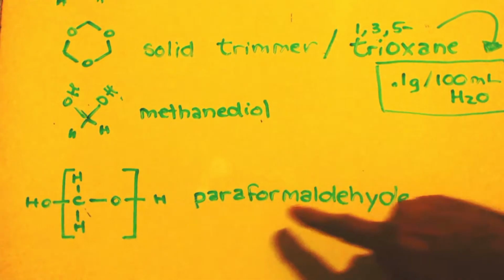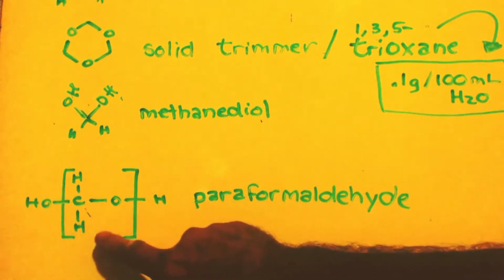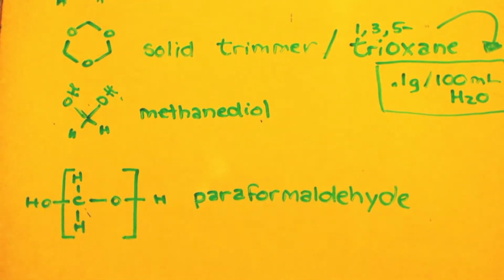Now here's the paraformaldehyde. That's one monomer, and down here could be anything from 3 to, I guess 10 to 100 or something like that, or 8 to 100. I don't know how many it is. But it's all kinds of oligomers, polymers, etc.